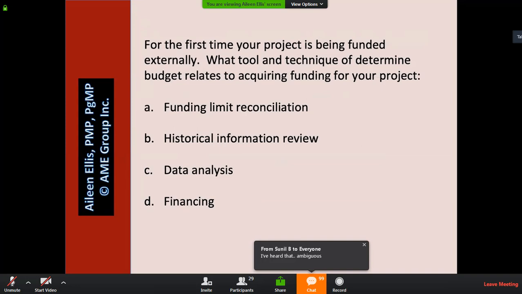For the first time, your project is being funded externally. What tool and technique of determine budget relates to acquiring funding for your project?